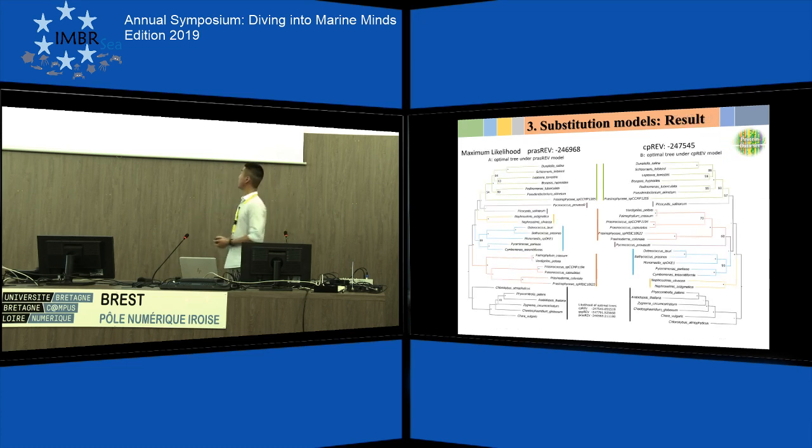So here is the result, same as the previous one. Different clades were colored differently. And here, you can see a star mark, which means full support at these nodes. First of all, we compare the maximum likelihood of two trees. The left is prasREV and the right is CPREV. prasREV, our custom model, has much higher likelihood than CPREV, which means my specific prasREV model fits our data better than CPREV or other models.